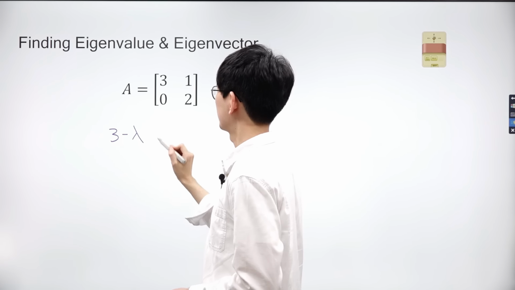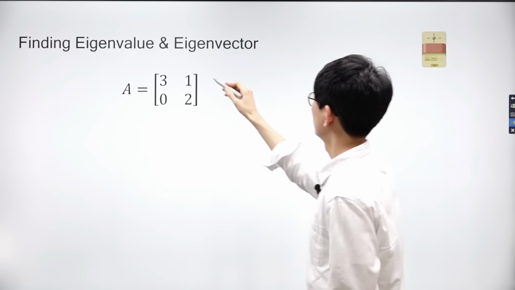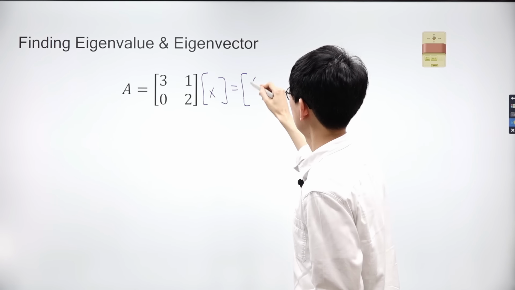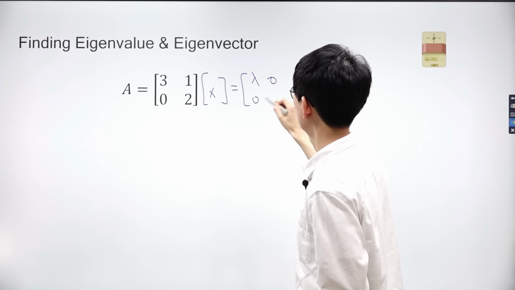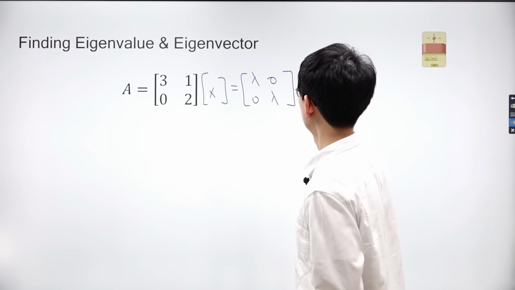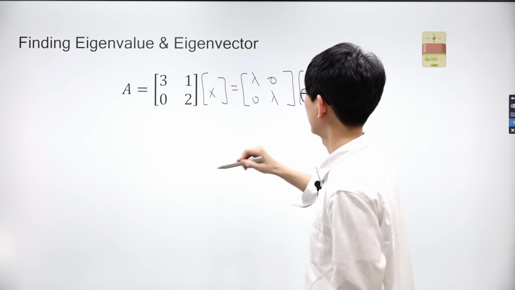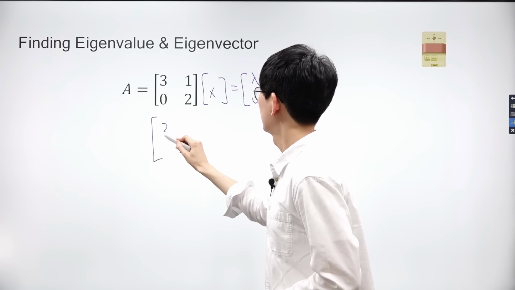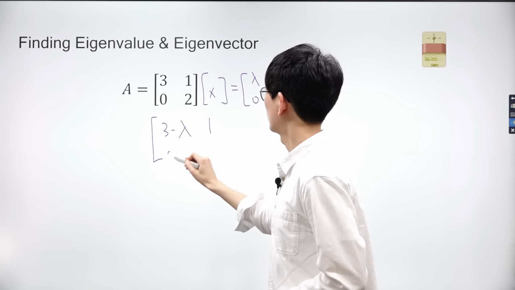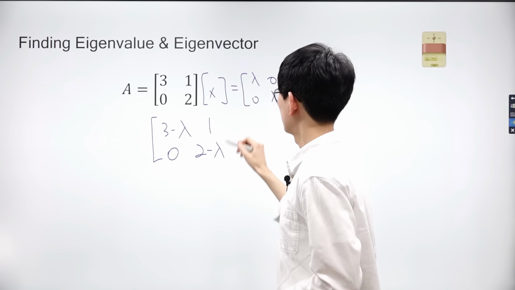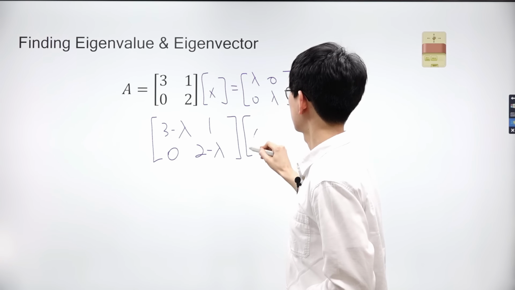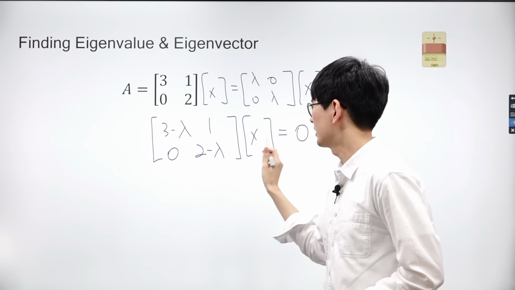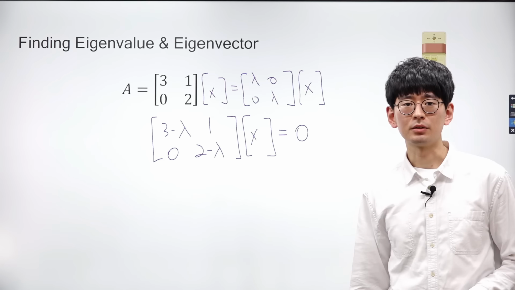Let's quickly review the methods for calculating eigenvalues and eigenvectors. We'll rewrite the equation from the previous slide. After subtracting the right-hand side of the equation from both sides, we obtain a matrix 3 minus lambda, 1, 0, and 2 minus lambda multiplied by x equals 0. Now we need to find the values and vectors for lambda and x.